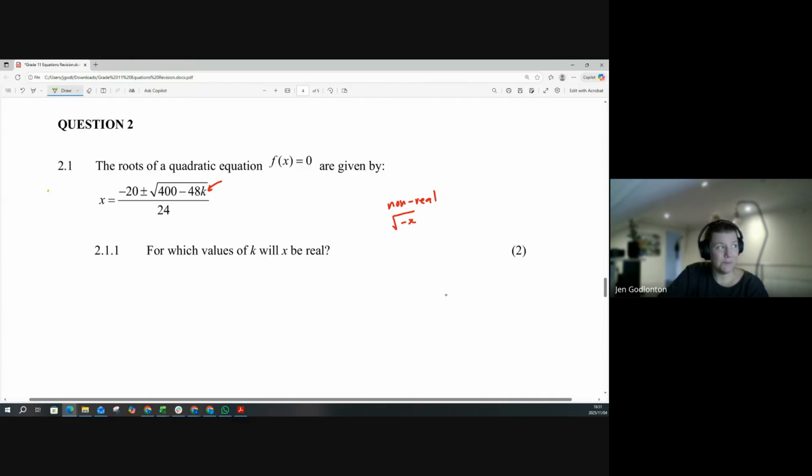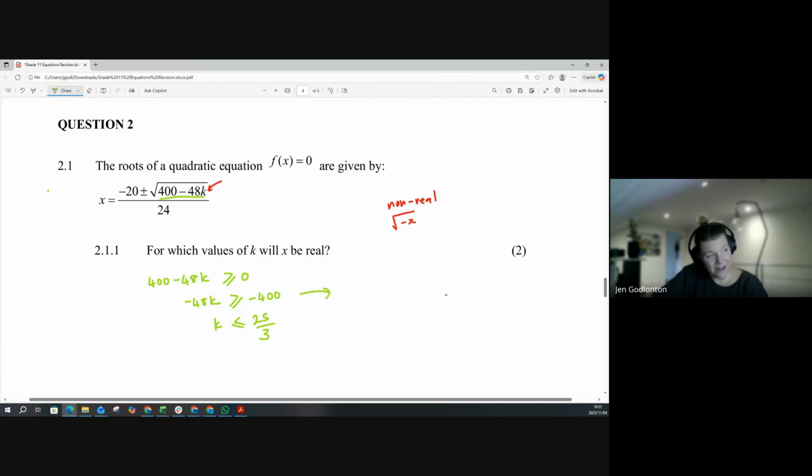So if I wanted this to be real, then what I have under my square root sign needs to be greater than 0. So I know that 400 minus 48k needs to be greater than or equal to 0. So I'm going to just move my negative 48k needs to be greater or equal to negative 400. When we divide by a negative and we're in an inequality, that sign needs to flip. So I'm going to have k needs to be smaller or equal to 25 over 3.